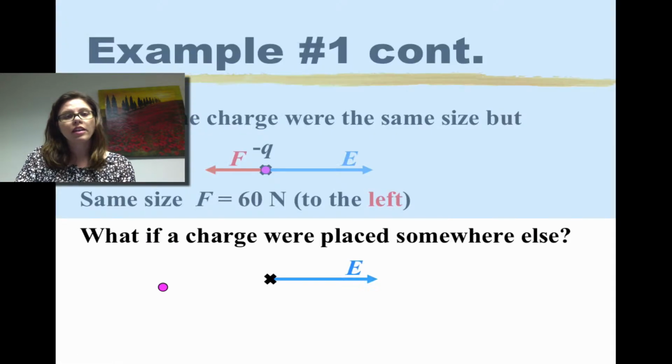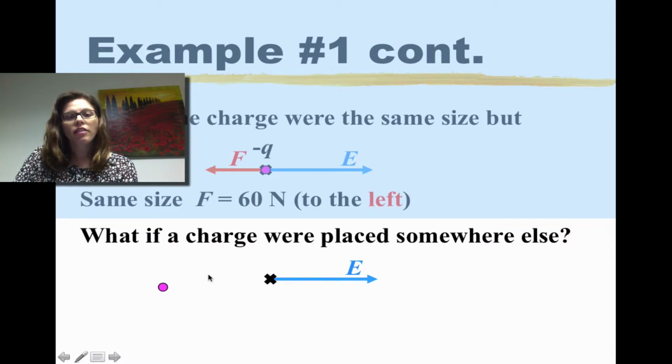And these are the numbers from last time. We'll work out more examples coming up shortly. So what if a charge were placed somewhere else? On these PowerPoints and what we will be doing now, the negative charges are always pink, positive charges will be green for us.